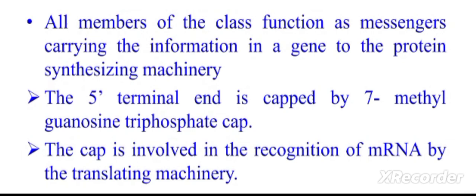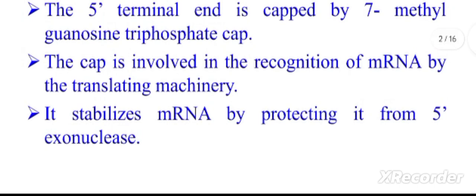Here the terminal end is capped at the 5' end by the 7-methyl guanosine triphosphate cap. This cap is involved in the recognition of mRNA by the translating machinery. It stabilizes mRNA by protecting it from 5' exonuclease. Here you see the exonuclease process, that is 5' exonuclease, which the cap protects against, thereby stabilizing this mRNA.